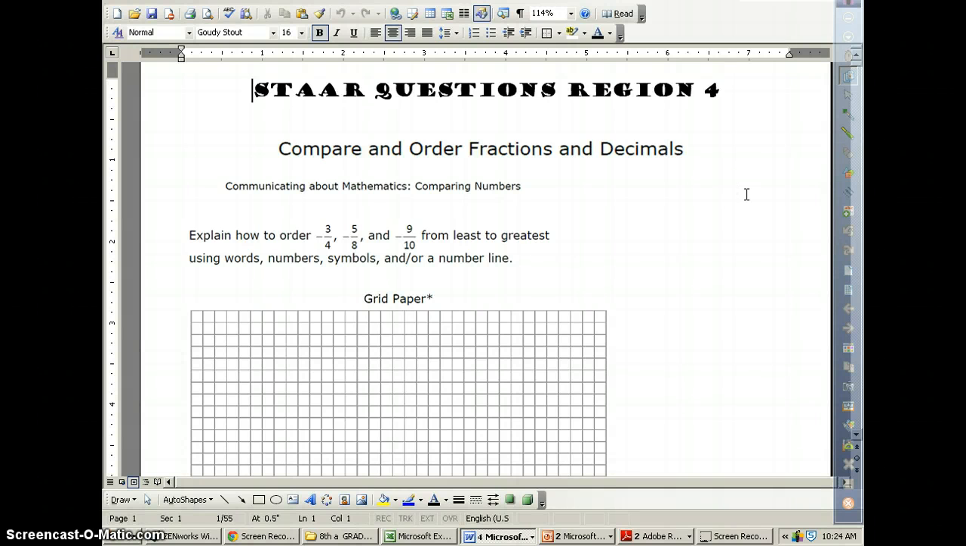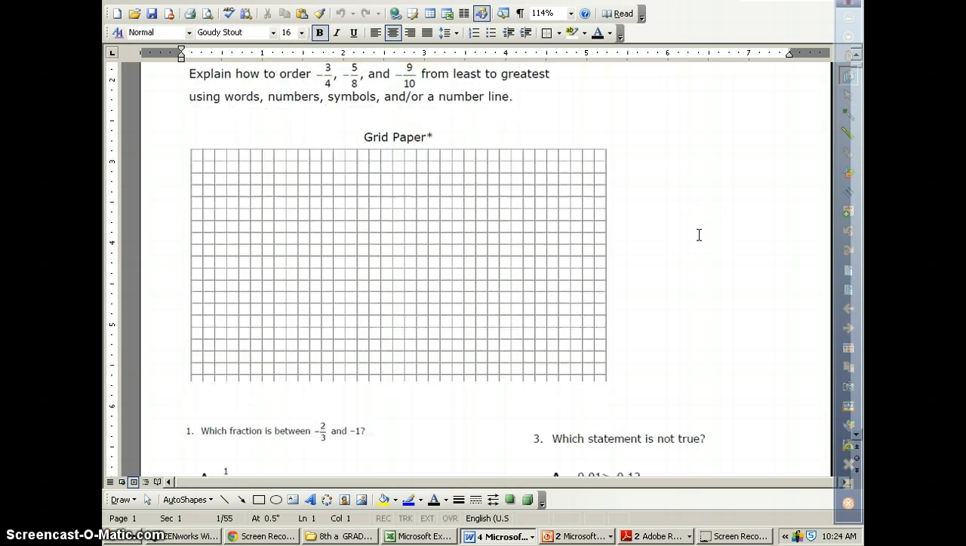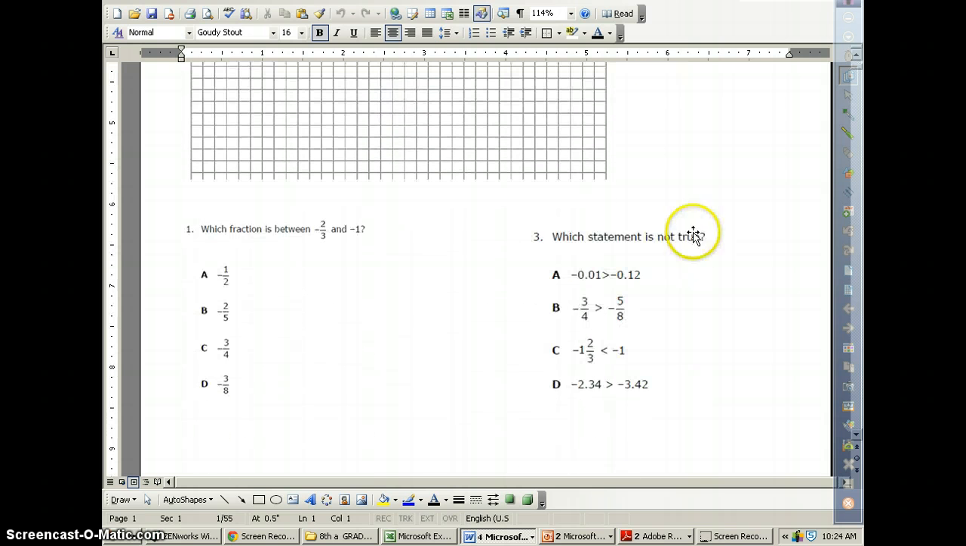Let's go over a few of these questions on the first of these STAAR packets from Region 4. These are the kind of questions that you will be seeing on the STAAR test. On this comparing and ordering of fractions and decimals, we did this one in class together using a number line. If they're asking you to compare and order negative decimals or fractions, I highly recommend you make a number line. You got to be very careful when you're dealing with negative numbers.